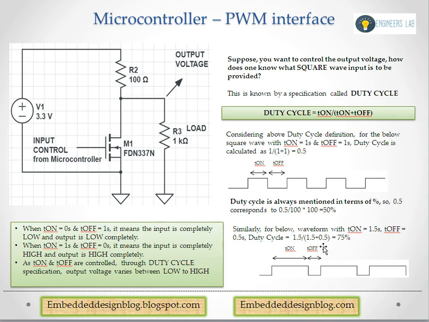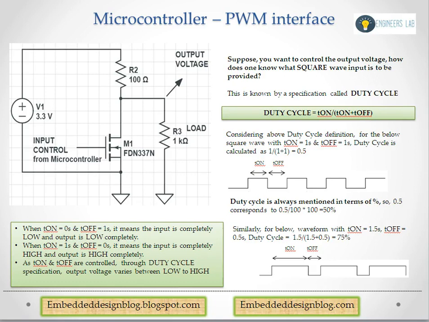Again, if on time is more and off time is less, the duty cycle will be more than 50%. One more thing is that duty cycle is always defined in terms of percentage. So when you say 0.5 here, in terms of percentage you say it as 50%. So for a square wave which has equal on and off periods, the duty cycle is 50%. And another example, if you see here, for a square wave where T on, that means the on period, is greater than the off period, the duty cycle is 75%.